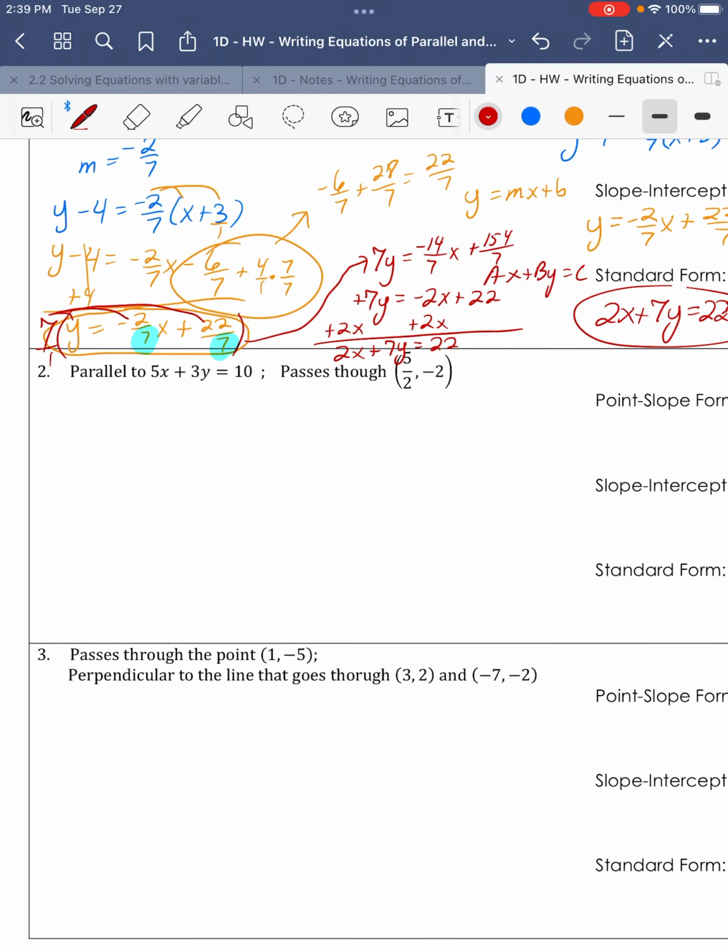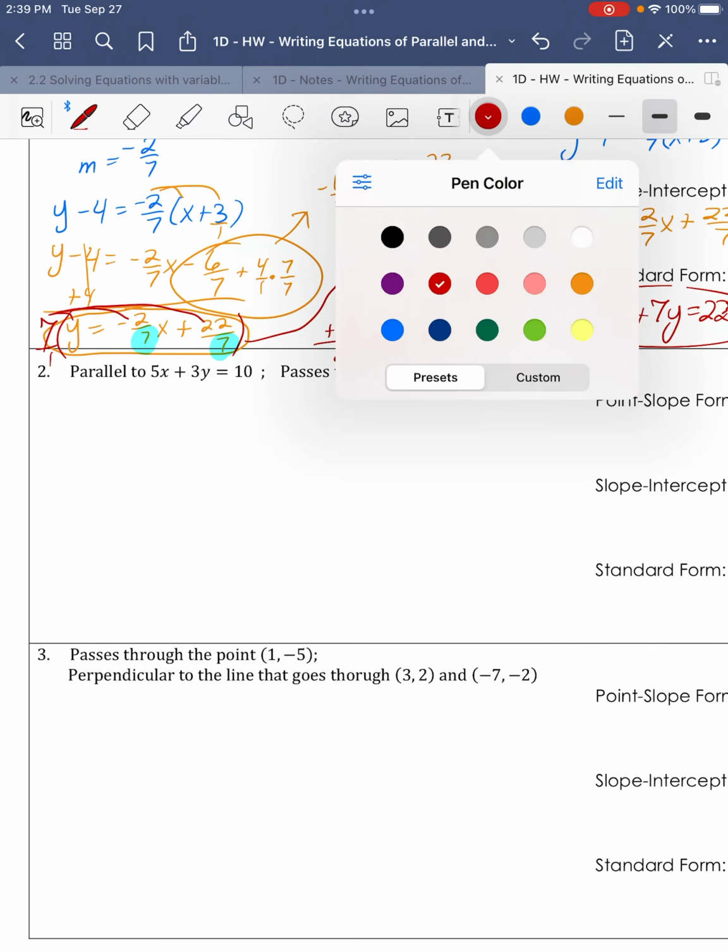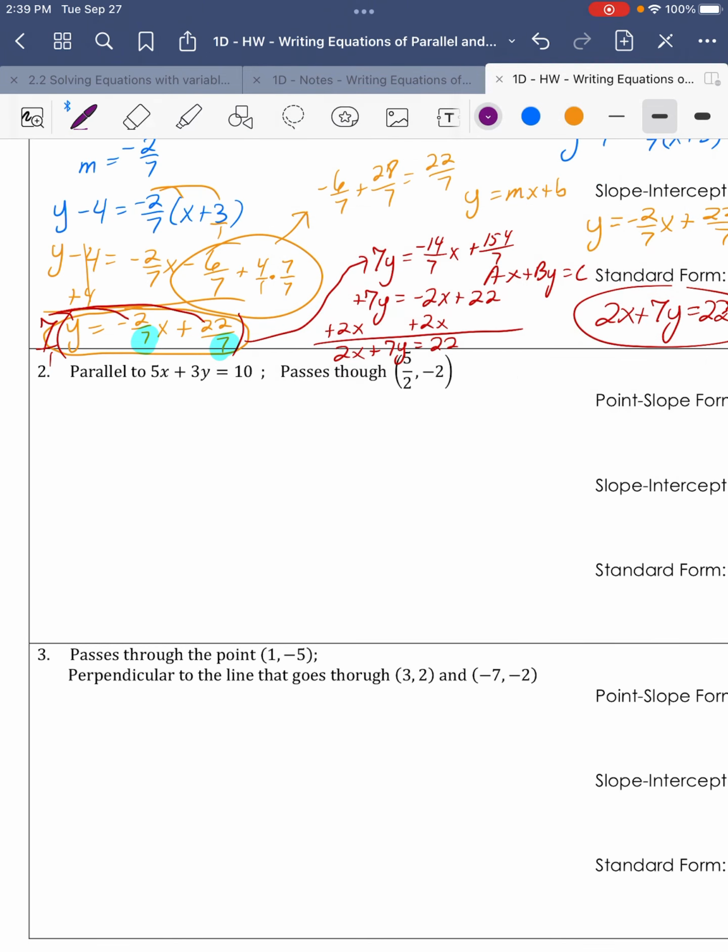All right, next problem, parallel. For a parallel line, we're going to need the same slope. First we need to put it in slope intercept form. That's going to be the easiest way to find the slope. So I'm going to subtract 5x to move it to the opposite side of the y term. 3y comes down to negative 5x. It's a positive 10, so I'm going to write plus 10 divided by 3. And at this point, I can tell the slope. The slope is negative 5/3.